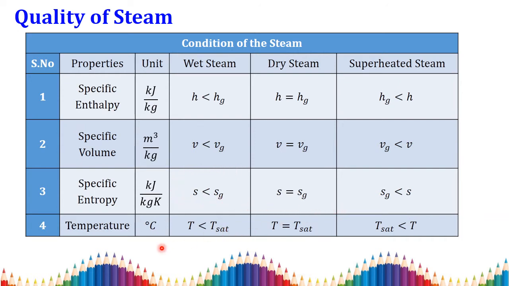When coming to temperature, we say it is the saturation temperature. We all know what saturation temperature is. At this point the phase change will occur. If the given temperature is lesser than the saturation temperature, the steam will be wet steam. If the given temperature is equal to the saturation temperature, then it is dry steam. If the saturation temperature is lesser than the given temperature, then the state of the steam is superheated steam.